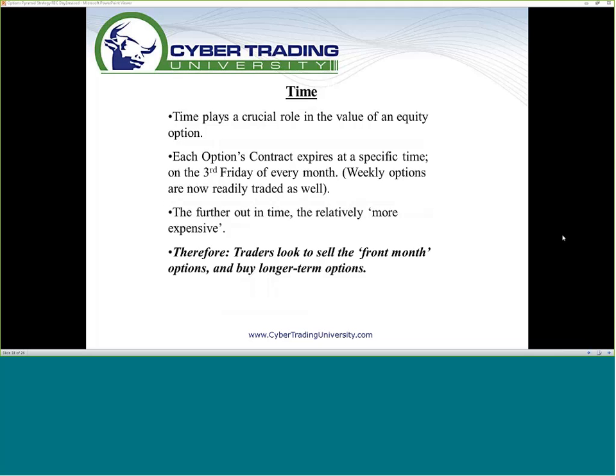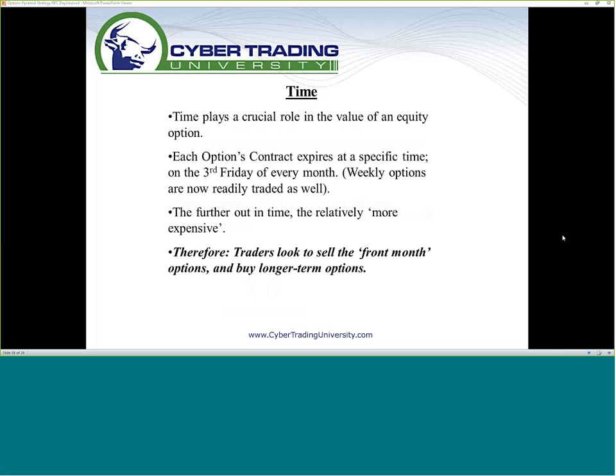Generally speaking, traders look to sell the front month options and buy longer-term options because the time value decreases at the fastest rate on the near-term options. The front-month options are the options that are set to expire the soonest, such as this month's options, which are in August.